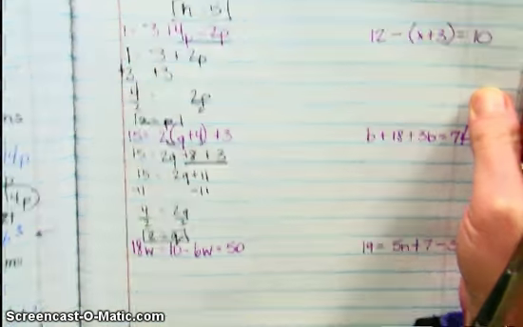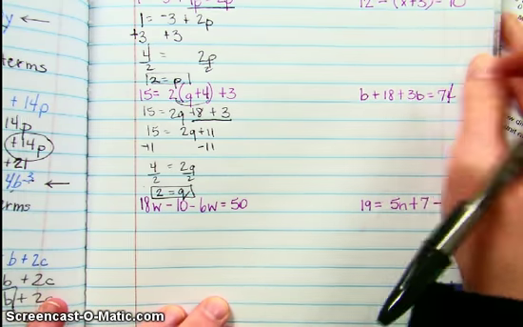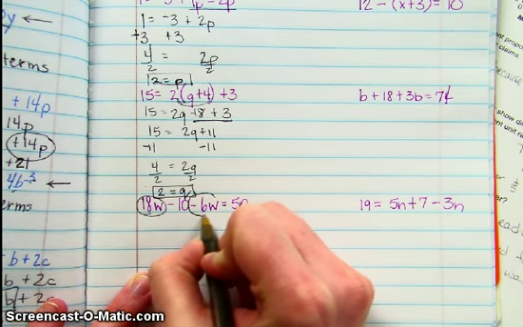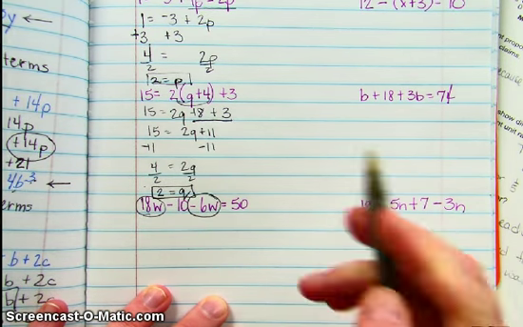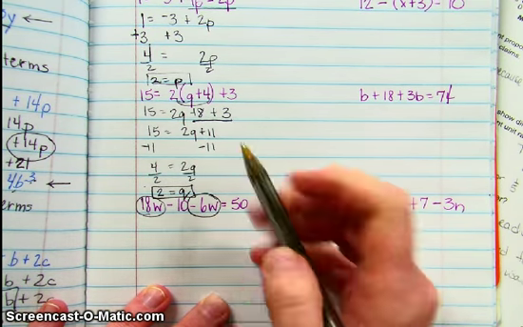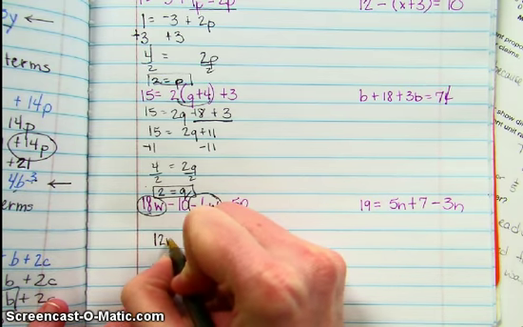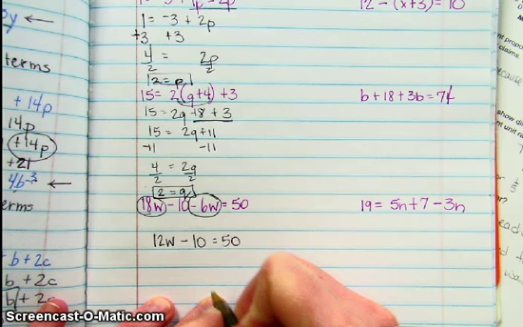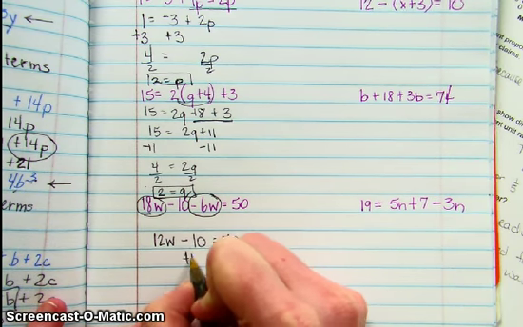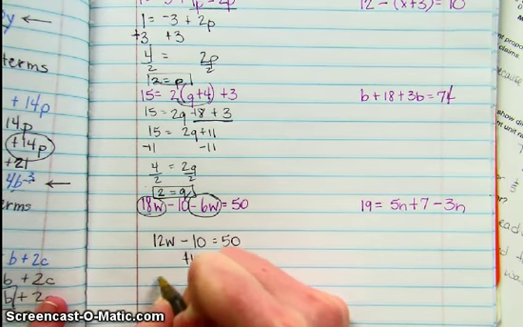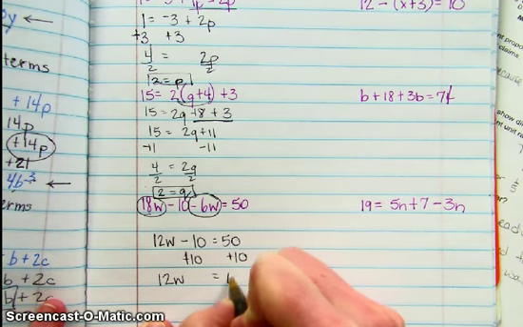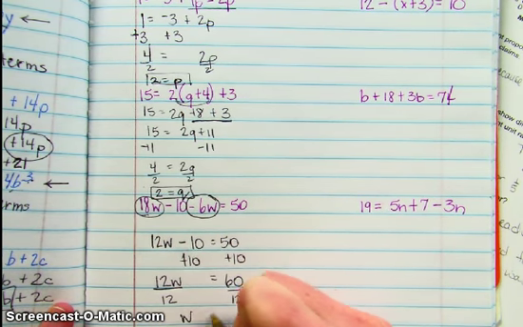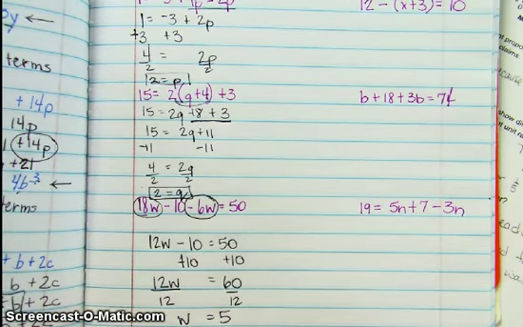Next problem, 18w minus 10 minus 6w equals 50. My like terms are 18w, and in front of that 6w is a subtract. So that means I'm going to do 18w minus 6w is 12w. Bring down your subtract 10 equals 50. It's a two-step equation. Add 10 to both sides. 12w is equal to 60. Divide by 12. Divide by 12. W is equal to 5.